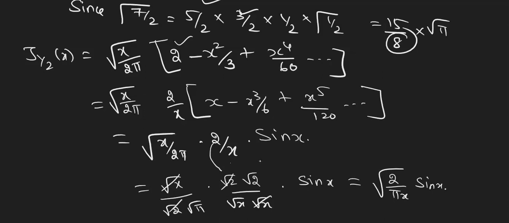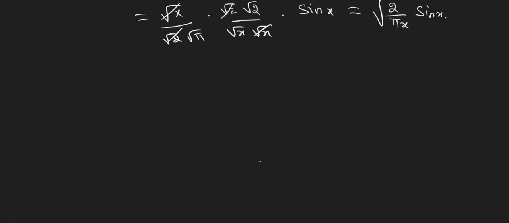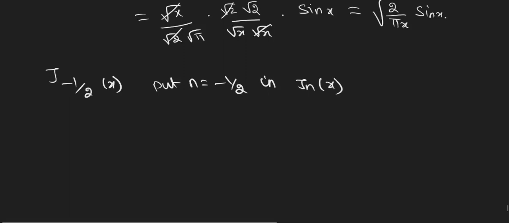Similarly, we can prove J minus half of x. Could you please try it on your own? J minus half of x. So same equation, Jn of x. Put n is equal to minus 1 by 2 in Jn of x.